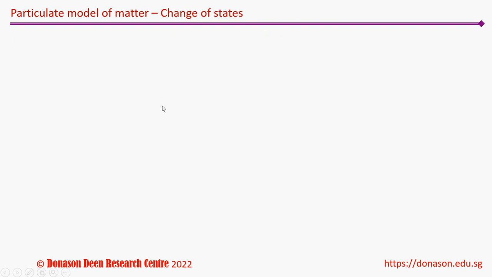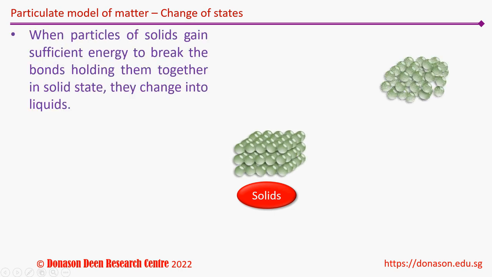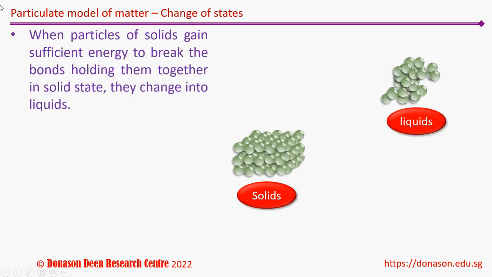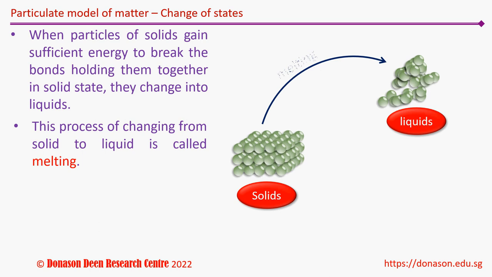Let us now look at change of states. So solids, as we remember, have tight packing and they vibrate about their fixed positions, and you can see in this diagram, this is solids. And when particles in solids gain sufficient energy to break the bonds holding them together in the solid state, they will move into a liquid state. The process of changing from solid to liquid is called melting.